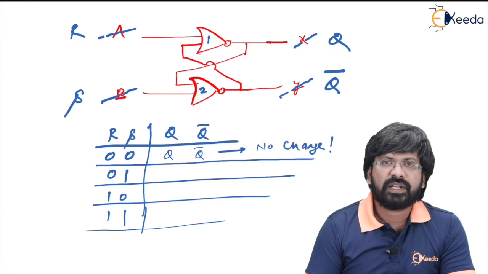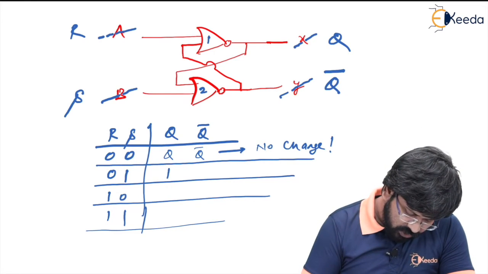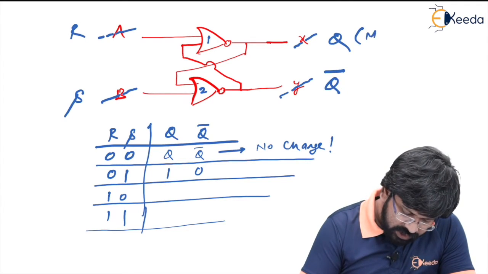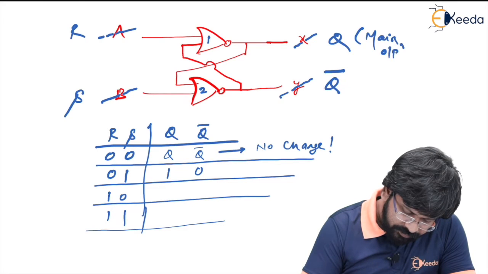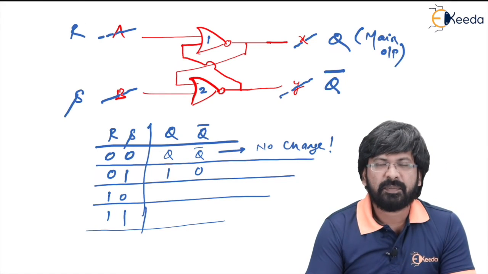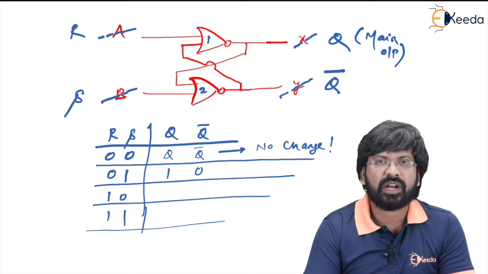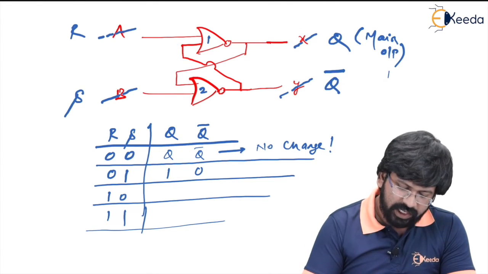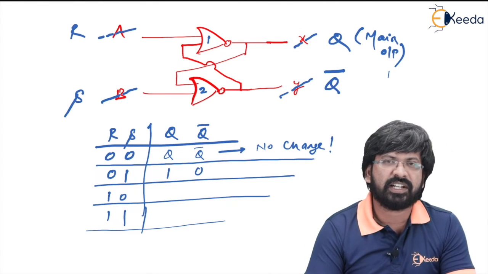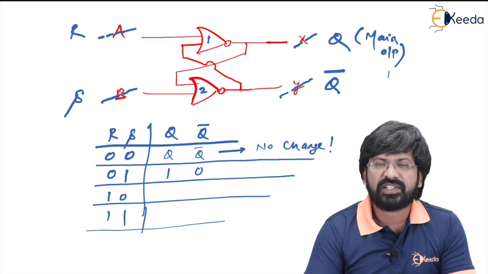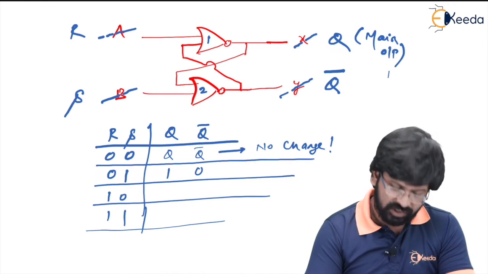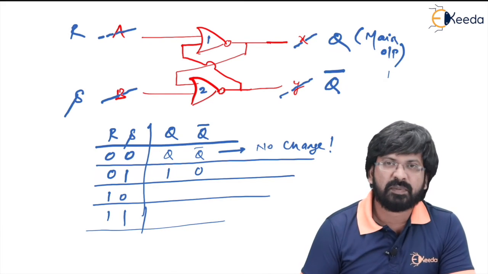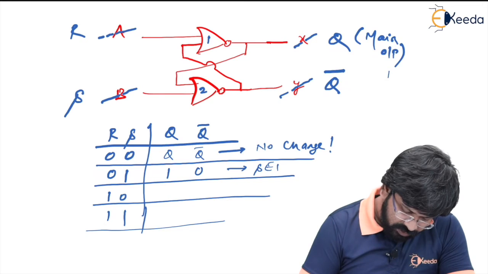When the 0 1 case was applied, we got Q as 1 and Q bar as 0. Remember, in every latch Q is considered the main output. Main output, as in, depending upon the status of this Q, we say what the status of the latch is. For example, when Q is equal to 1, that is, main output is equal to 1, we say that it is a set condition, and when main output is 0, we say that it is a reset condition. So for the 0 1 input combination, when Q is equal to 1, we call this the set condition.